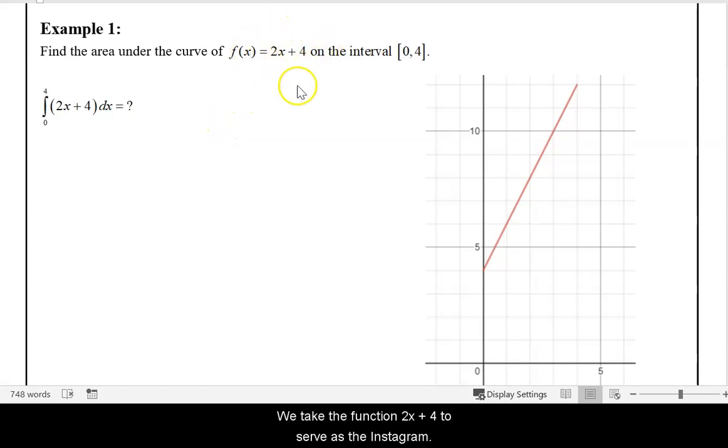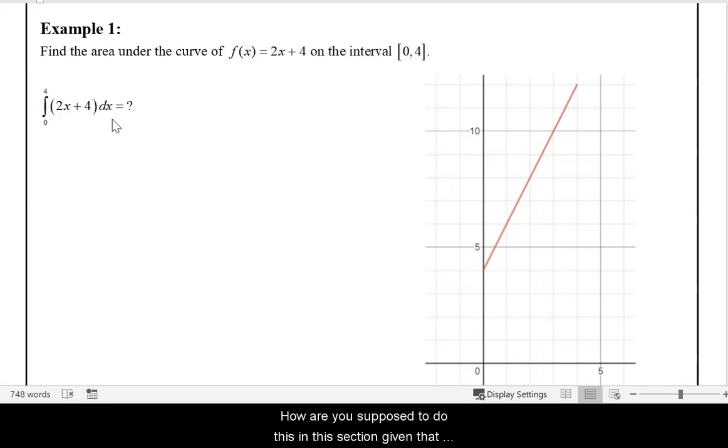We take the function 2x plus 4 to serve as the integrand. We take the closed interval values for our limits of integration. The left endpoint of the closed interval, 0, becomes the lower limit of integration. The right endpoint, 4, becomes the upper limit of integration. It does not matter whether we use x, a star, a heart, or a happy face, since the definite integral will give us a finite real number if that limit exists.